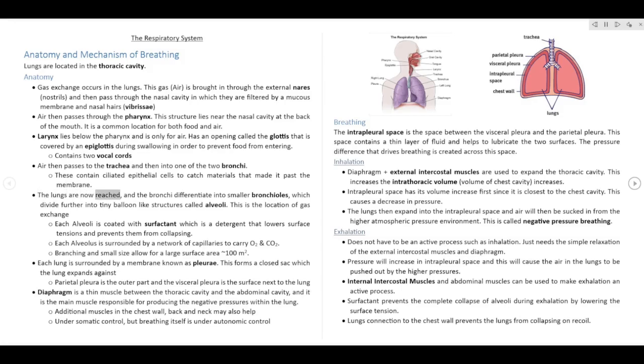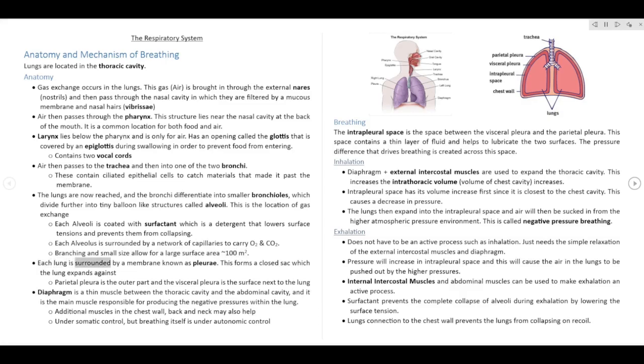The lungs are now reached, and the bronchi differentiate into smaller bronchioles, which divide further into tiny balloon-like structures called alveoli. This is the location of gas exchange. Each alveolus is coated with surfactant, which is a detergent that lowers surface tension and prevents them from collapsing. Each alveolus is surrounded by a network of capillaries to carry O2 and CO2. Branching and small size allow for a large surface area, 100 m².